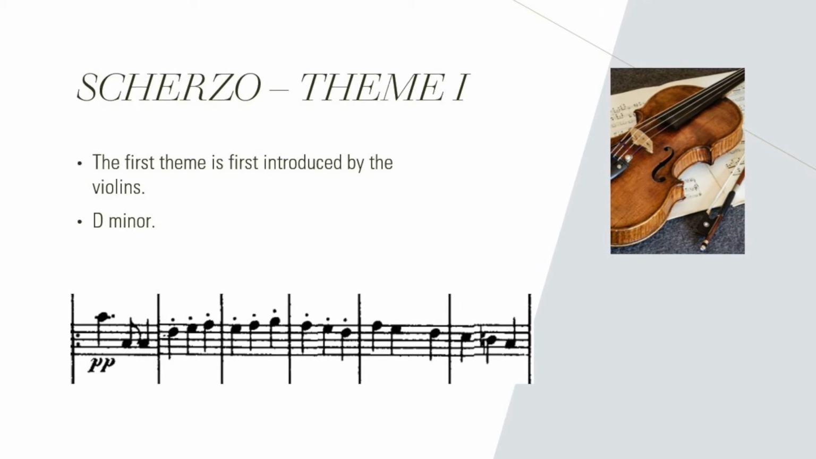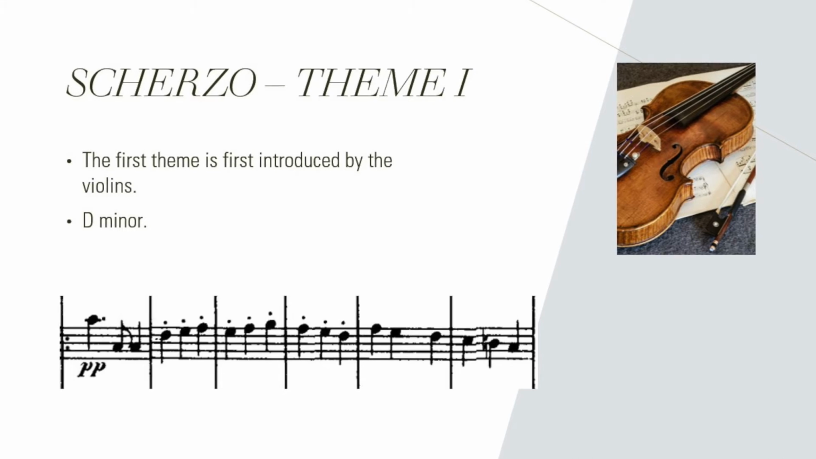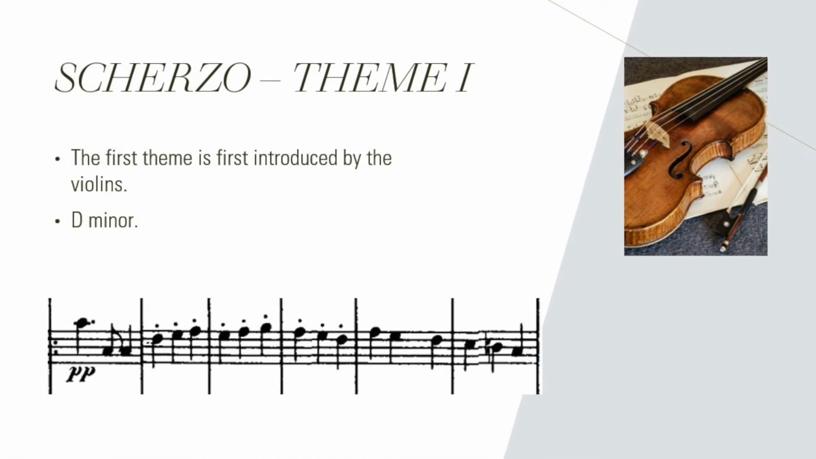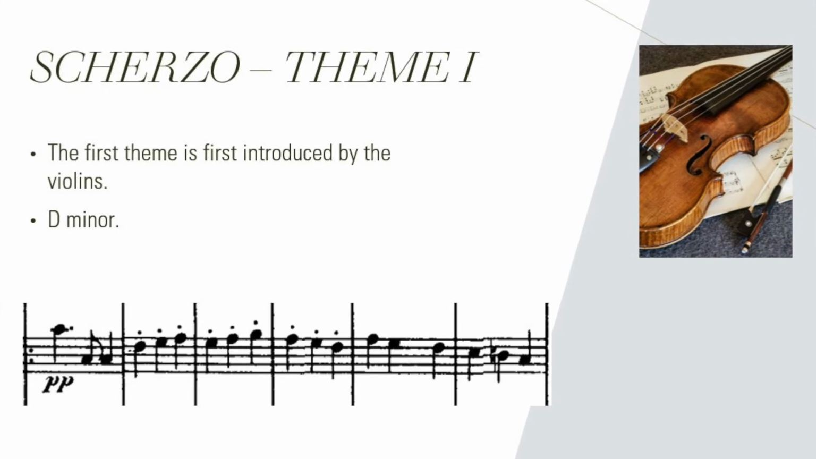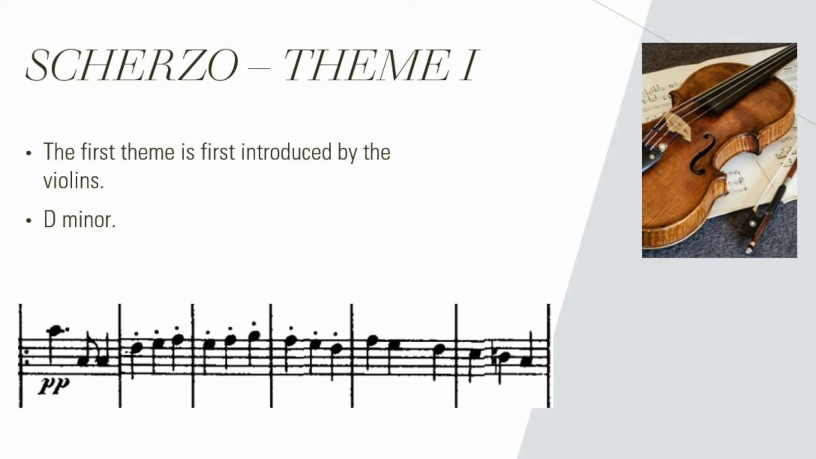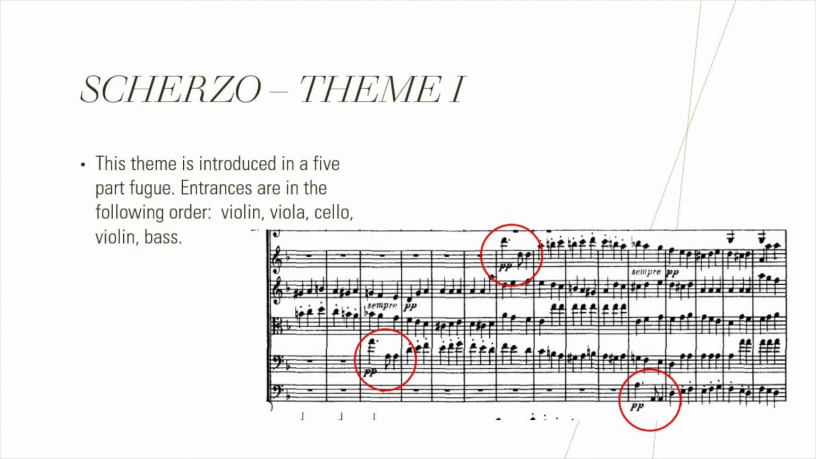The first theme found in the scherzo is introduced by the violins in the key of D minor. One of the most unique characteristics of this movement is how Beethoven introduces this first theme. He does it over a five-part fugue with entrances in this following order: violin, viola, cello, violin, and finally bass.